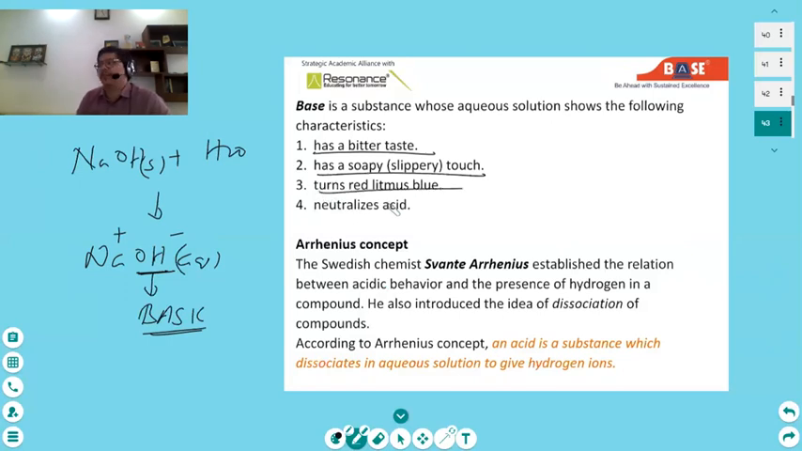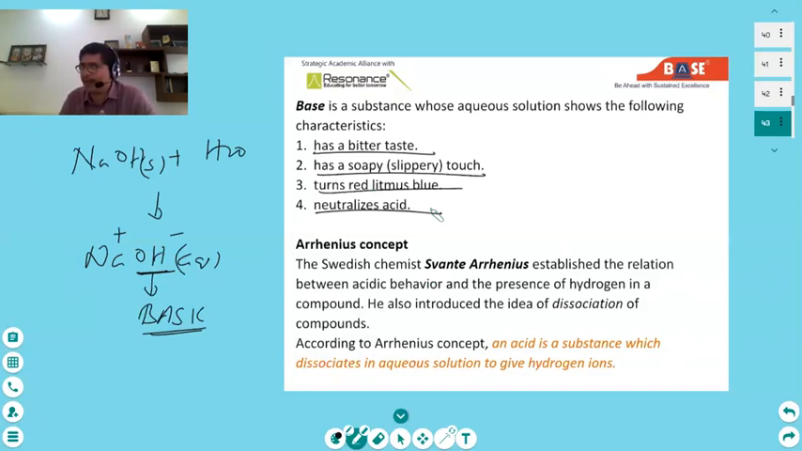Third is bases turn red litmus blue. The explanation remains the same. The OH minus ion will react with the dye on the litmus paper and change the color accordingly. And if acid can neutralize base, neutralize meaning bring down its effect, then bases can also neutralize acid. So it neutralizes acid. So this was the very trivial concept about acids and bases, which you are doing from your lower classes.